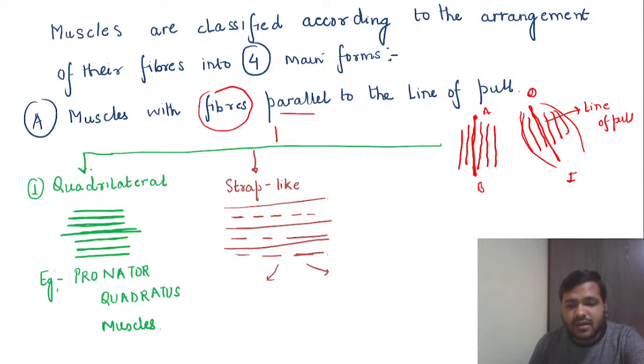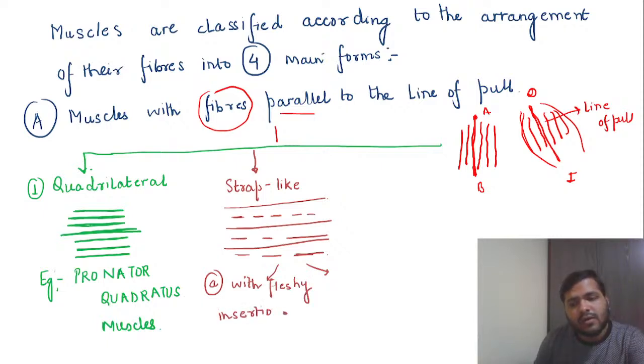The very first one is with fleshy insertions. And the second one is with tendinous insertion.